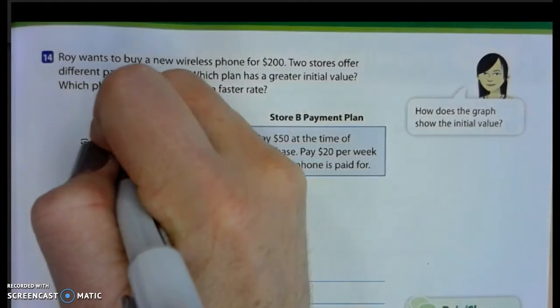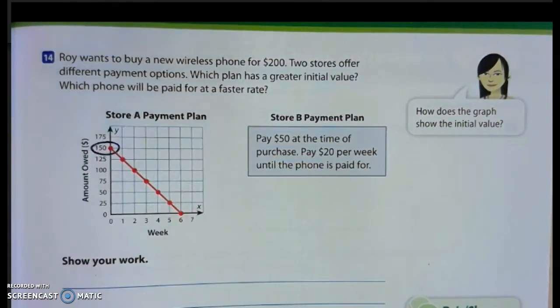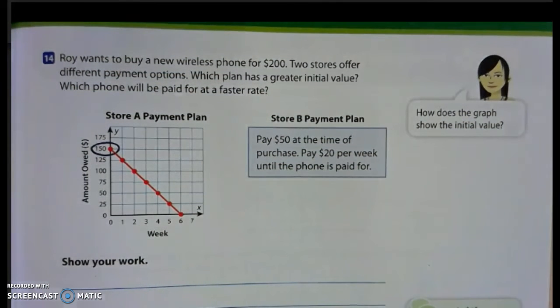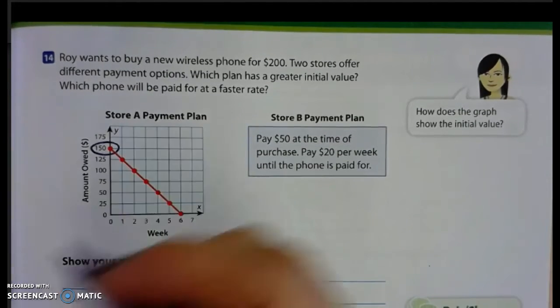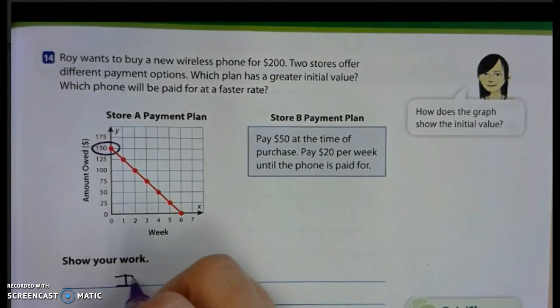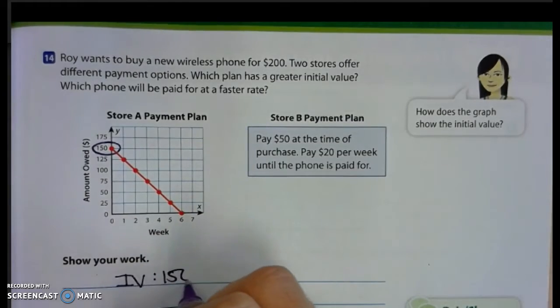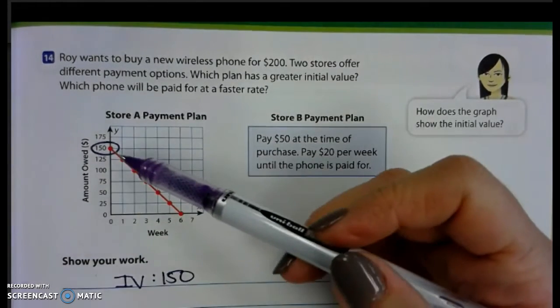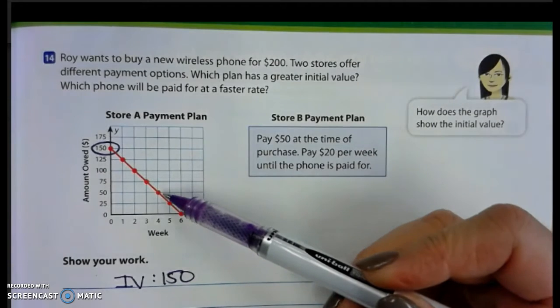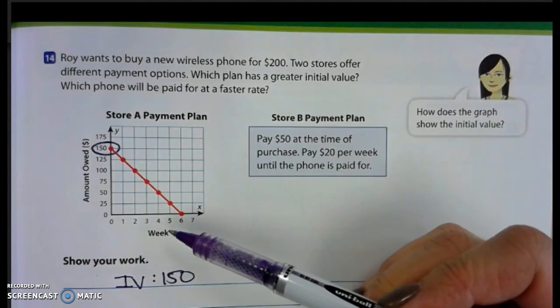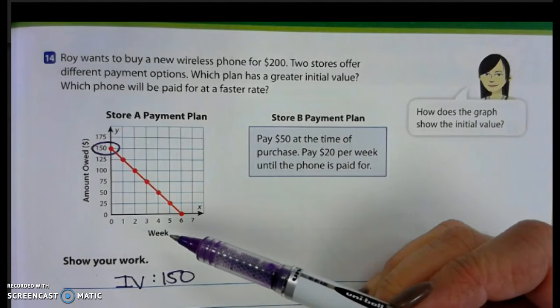But the initial value for store A is $150. Now, that should tell you something. Okay, he paid some money up front for this phone. His initial value is $150. Now, I want you to notice that as time passes, his debt decreases. Okay, this is a decreasing function.